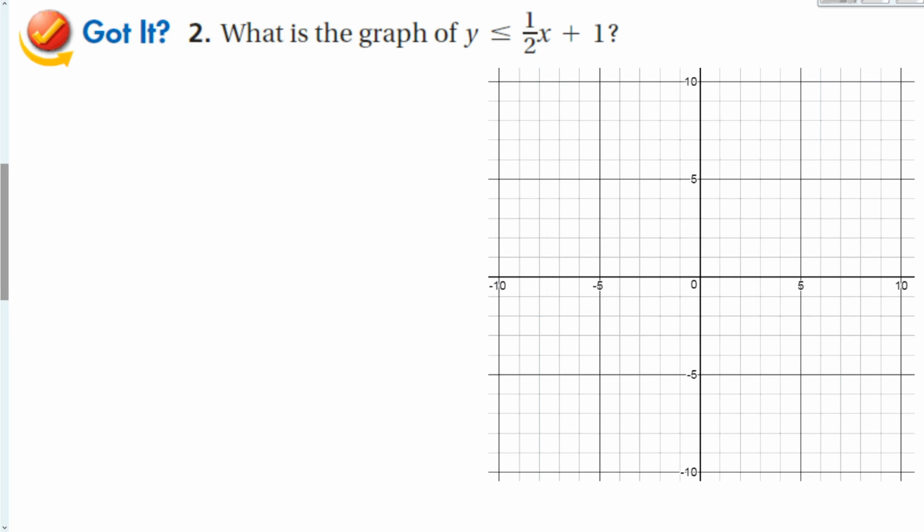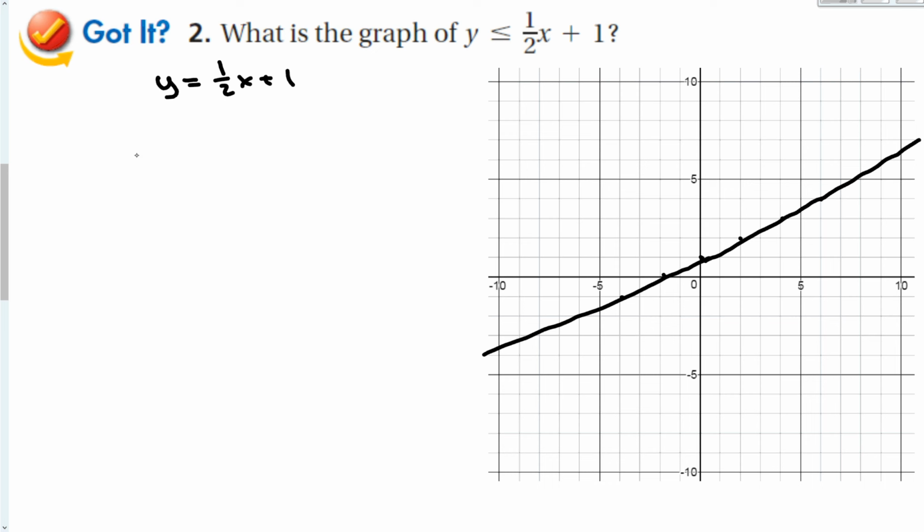What is the graph of y is less than or equal to 1 half x plus 1? So I'm going to graph y is equal to 1 half x plus 1. My intercept is 1. My slope is up 1, right 2. And because it says or equal to here, I am going to make a solid line. And let's make a couple more points so I make a nice line. Not quite perfect, but we get the idea.